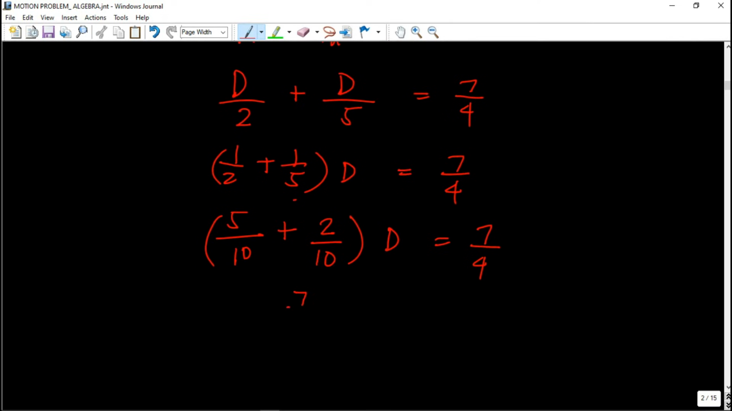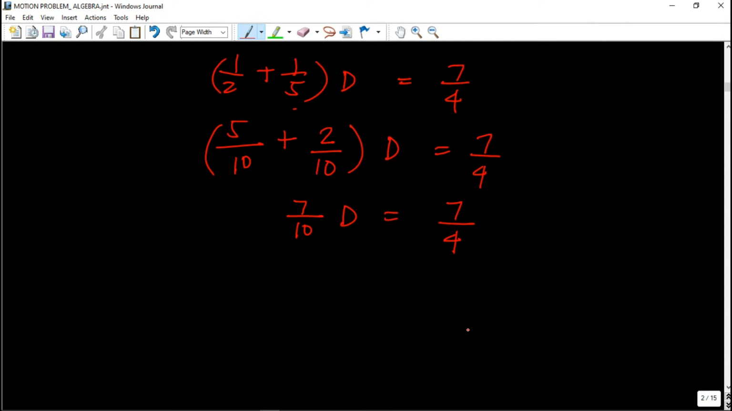Combine them, so 7/10 D equals 7/4. We can divide both sides by 7, since 7 is common to both sides of the equation. So this will cancel out.